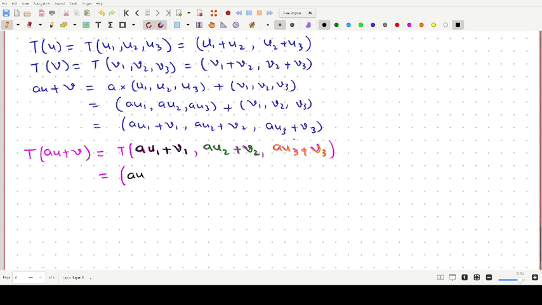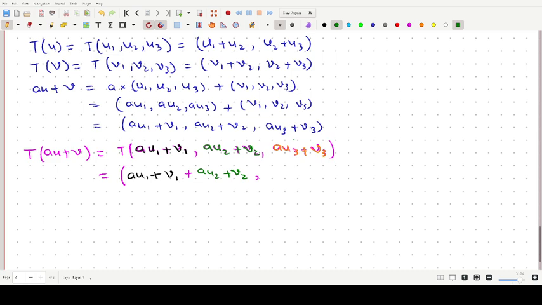So AU1 plus V1, pardon me, AU1 plus V1 plus, right? And then we have got a plus over here, plus the second one. What is the second one? The second one is AU2 plus V2, right? So I'm using colors to identify which is the first one and which is the second one. Now, this entire thing that we have written here is the first coordinate, right?